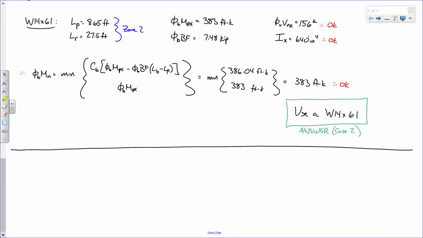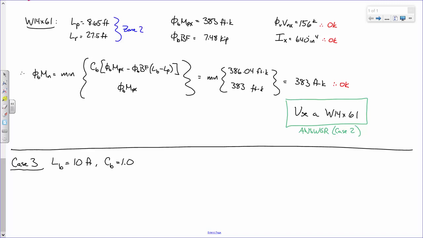What's the deal with case 3? LB is 10. Okay, so case 3, LB is 10, and what's CB? 1. Now, let me be absolutely clear. Whenever C sub B equals 1, you do not need to verify the capacity. All you need to do is look a section up, and that's your answer, okay? Whenever C sub B is larger than 1, you need to go through and check the capacity.